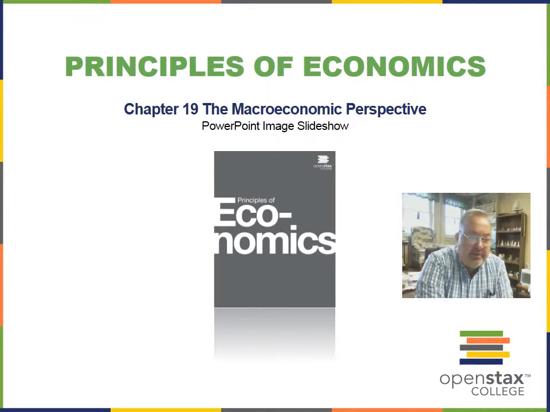Chapter 6 gives us an overview of the macroeconomic perspective of economics. I know the chapter says 19 here. That's just because in the combined macro and micro book, this is chapter 19. With the macro book, the one that we're using, this is the information for chapter 6. So this will be chapter 6.